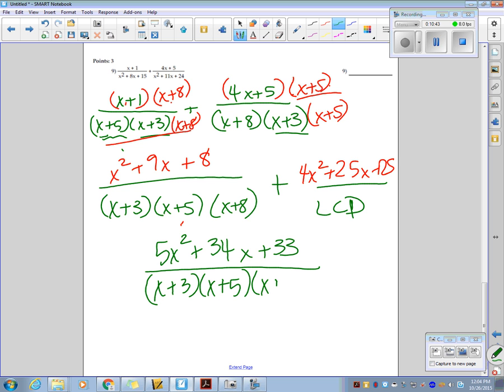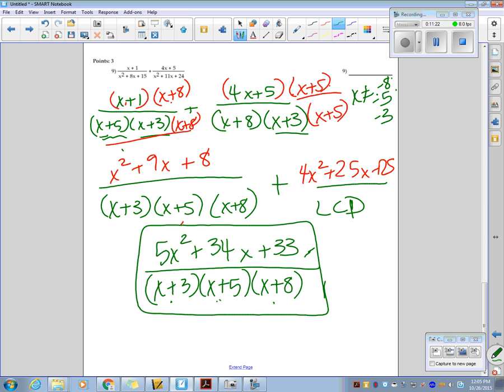And this is the point where I'm going to say that x cannot be negative 8 from this one, negative 5 from this one, and negative 3 from this one. And then I'm going to see if I can factor the top. And so I'm looking for factors of 5 times 33 that add or subtract to give me 34, and that's not going to work. So I did check to see if I could simplify that, but I was unable to. So this is the answer for that one, along with the restrictions. And hopefully the videos will help you out.